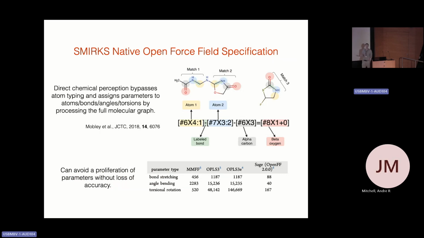And one more important ingredient, which was alluded to this morning, is how to go about assigning parameters to molecules. So Open Force Field uses this SMIRNOFF, or SMIRKS-native Open Force Field specification, which is an example of direct chemical perception. So this bypasses this atom typing that was mentioned earlier and assigns parameters to atoms or bonds or angles or torsions by directly processing the molecular graph.